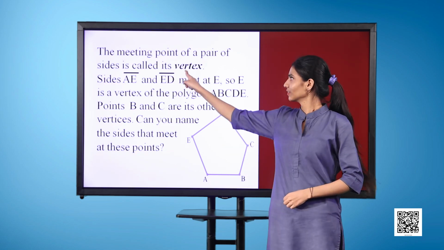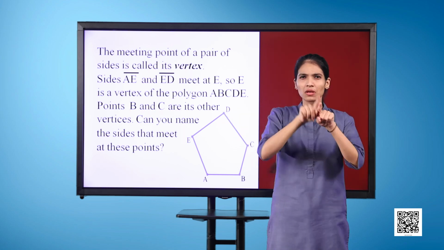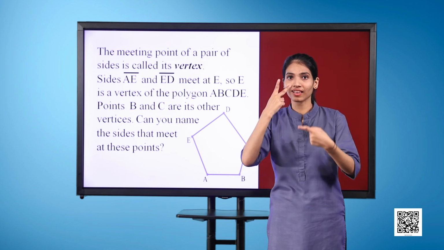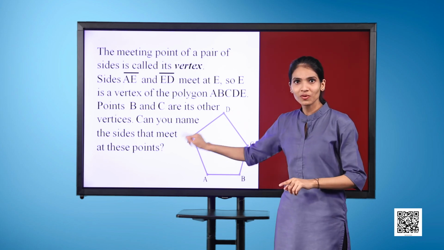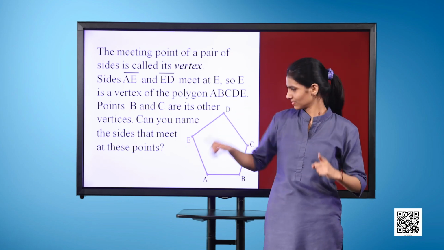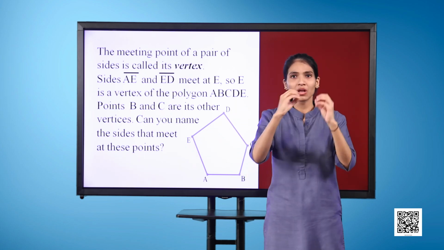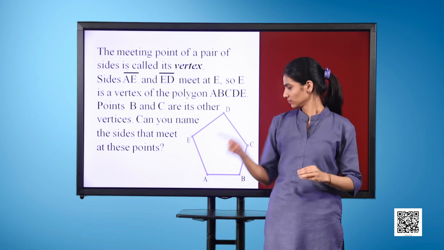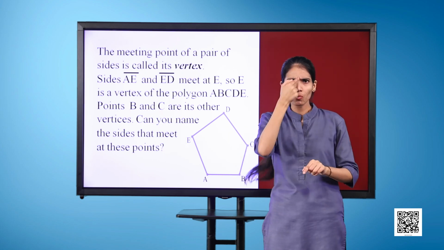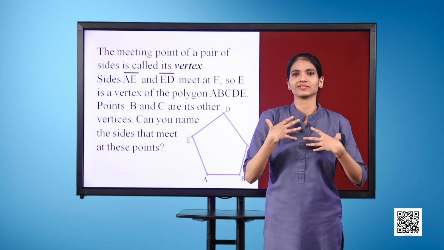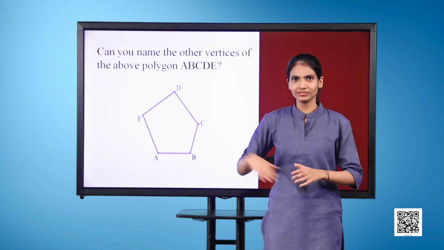The meeting point of a pair of sides is called its vertex. Sides AE and ED meet at E, so E is a vertex of the polygon ABCDE. Points B and C are its other vertices. Can you name the sides that meet at these points? Can you name the other vertices of the above polygon ABCDE?